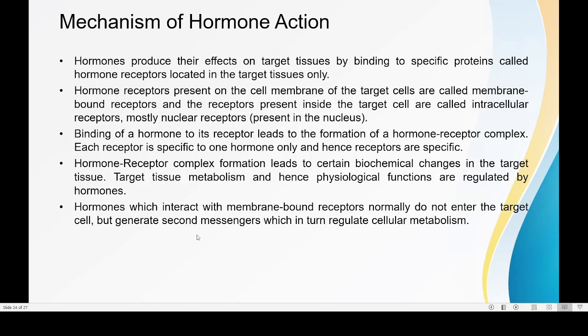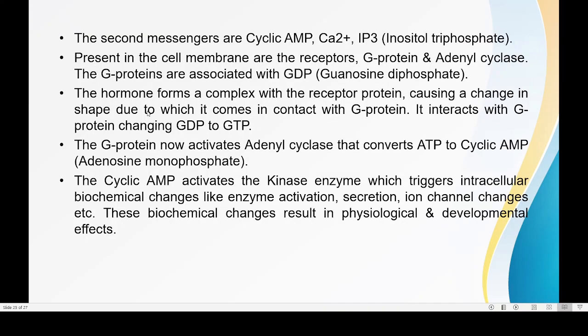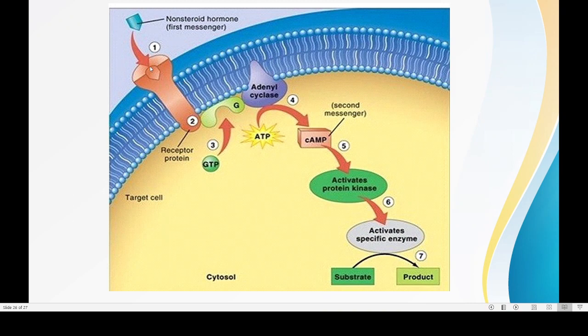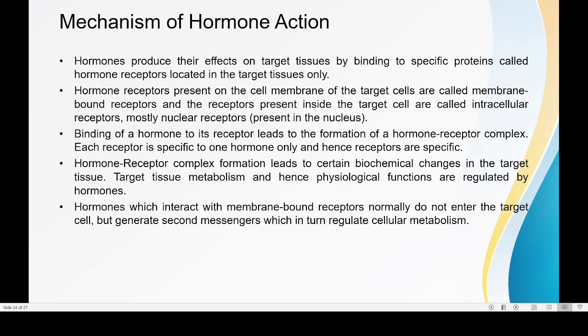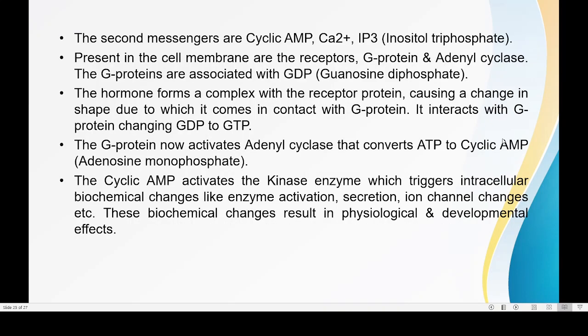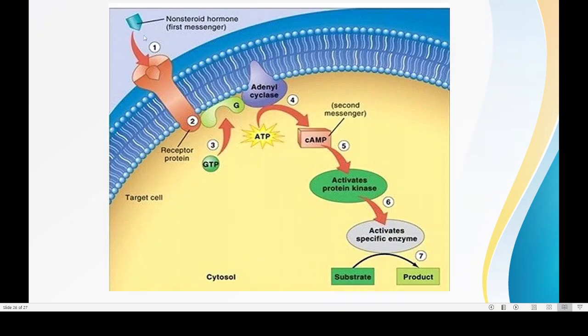These protein receptors play an important role. Hormone receptors are present on the cell membrane of the target cell, called membrane bound receptors. Here you can see that this is the hormone receptor. When a hormone is produced by the body, it will get attached to these membrane receptors present on the cell membrane. The first step in any hormonal reaction is the binding of the hormone to its receptor, which leads to the formation of a hormone receptor complex. You can see this here. So this hormone is binding with the receptor, and as a result we get a hormone receptor complex.